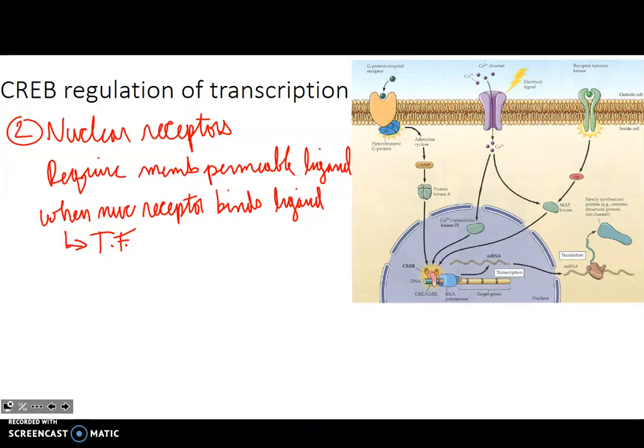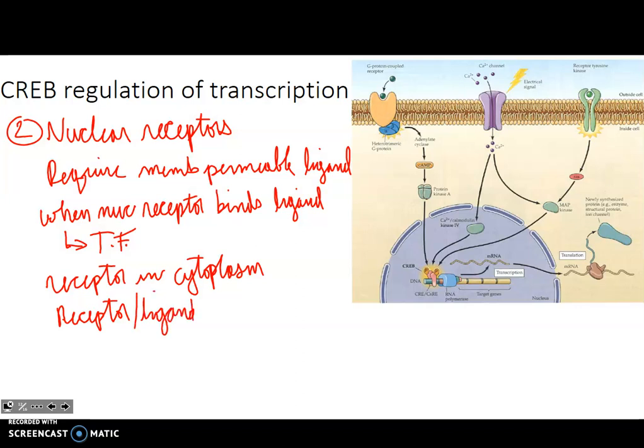Typically the receptor is in the cytoplasm and translocates into the nucleus upon ligand binding. So the receptor in the cytoplasm, the receptor-ligand complex, right, so when they're coupled together, it moves into the nucleus so it can have its transcriptional regulatory activity. So this is now moving, translocates into the nucleus.